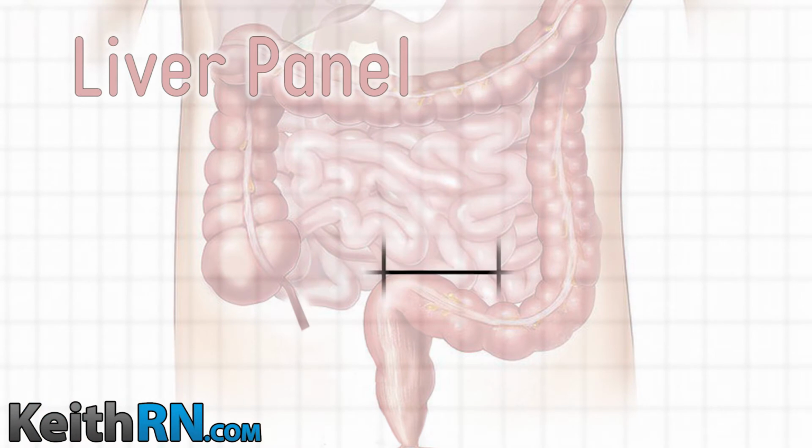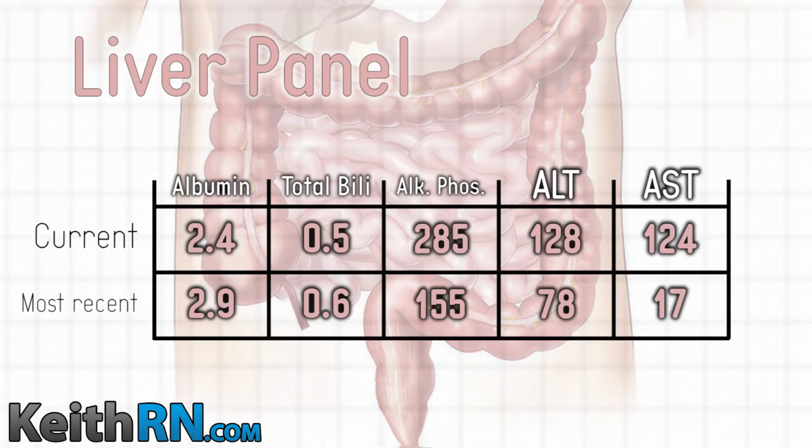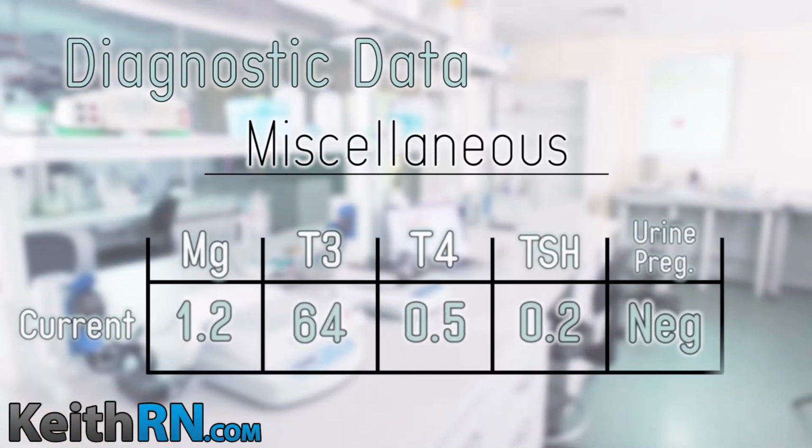But look at her liver panel. Her albumin is 2.4. Her bili is 0.5, alk phos is 285, her ALT is 128, her AST is 124, all key liver enzymes. Again, why is that present? Well, she's probably in some degree of liver involvement with her anorexia, and that albumin with the lack of protein is a problem. But let's look at her other labs. Her magnesium is 1.2.